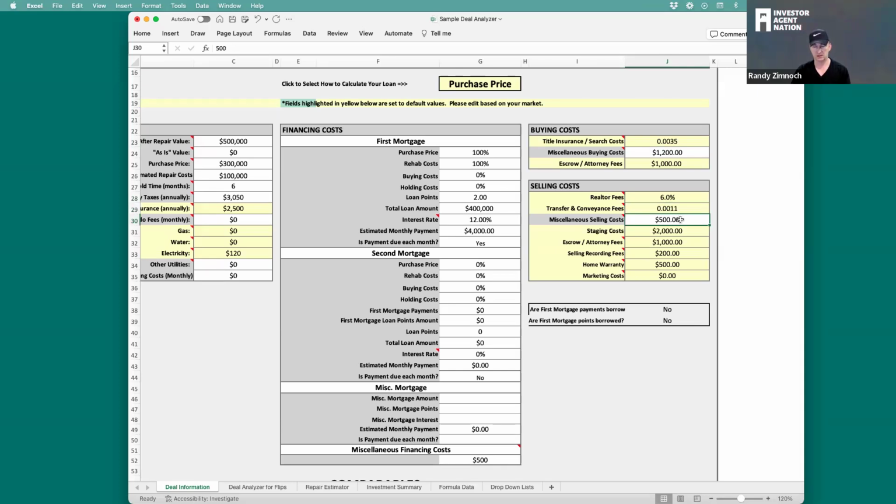Miscellaneous selling costs. This could be notary fees, things of that nature. Staging. I'm guessing he's going to stage. I don't know. Does this investor stage? Do you know? I've only staged one property in my entire life, and it was a $1 million property. So most of them I don't. Oh, they don't stage. Well, not you, but the investors don't stage. No. Wow. I've never had an investor stage. Okay, well then let's put 0.